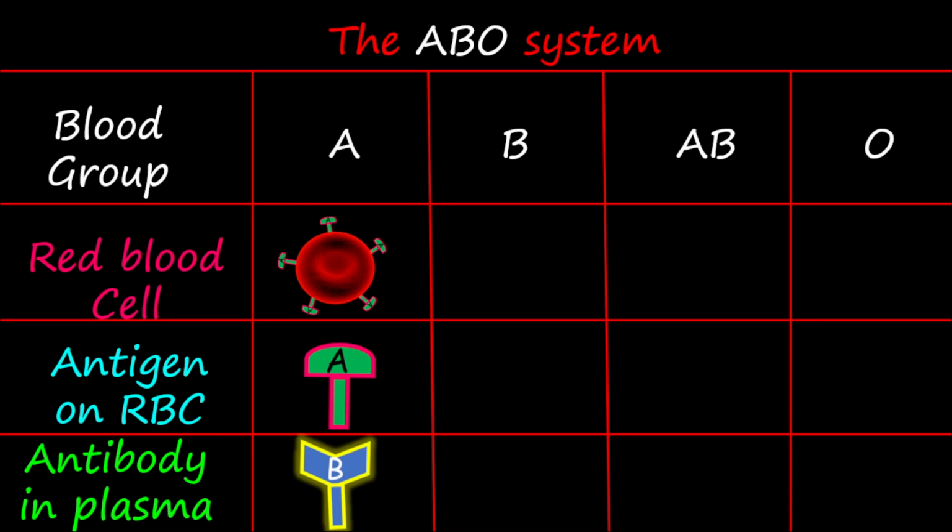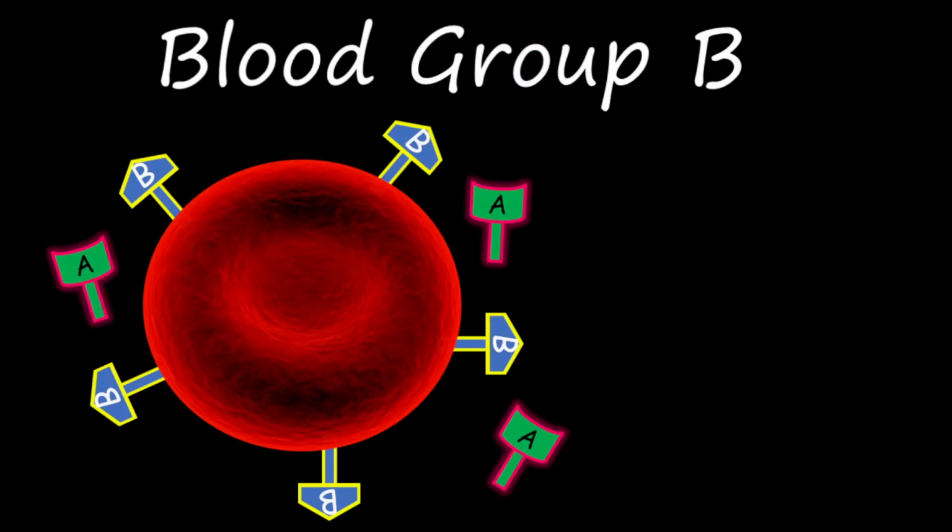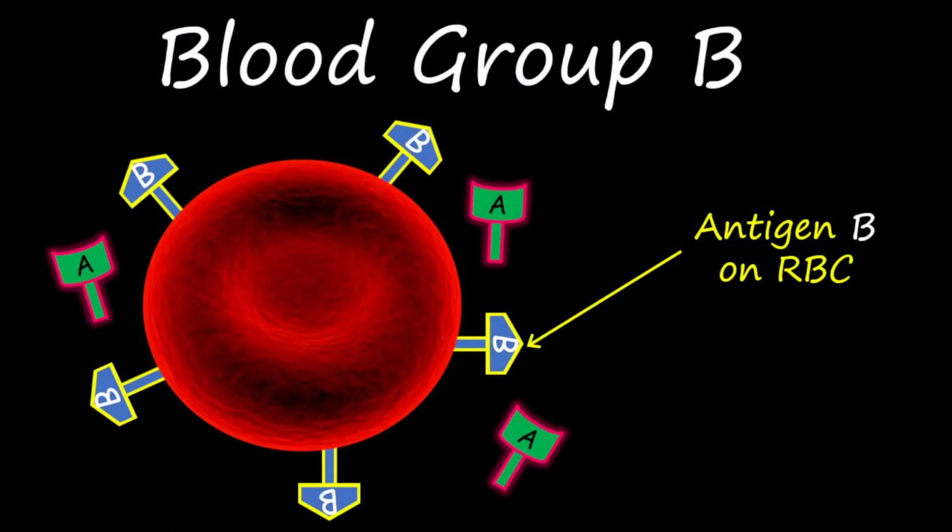Now let's look at group B. And for group B, on the red blood cells, we have our antigen B. However, in the plasma, we have antibody A. Again, because of the difference in shapes, antibody A has no effect on antigen B. So therefore, they can coexist in the blood without any problems.